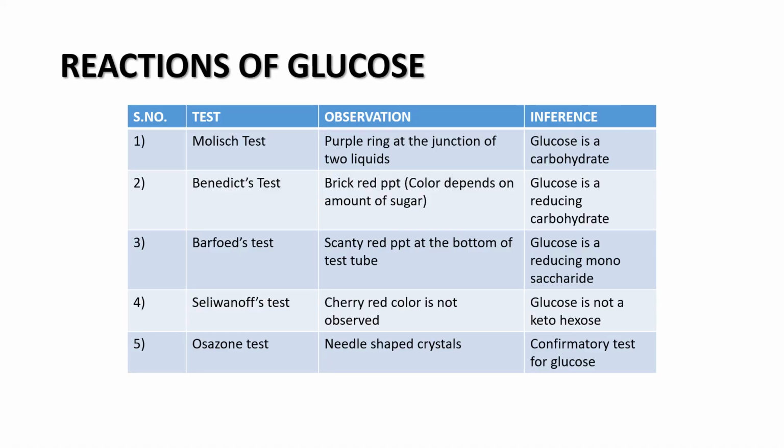Next test is Seliwanoff's test. It will not give a positive reaction for Seliwanoff's test, so there will be no cherry red color observed. That means that glucose is not a ketohexose. Now for the osazone test, what will be observed is a needle-shaped crystal, which is a confirmatory test for glucose.